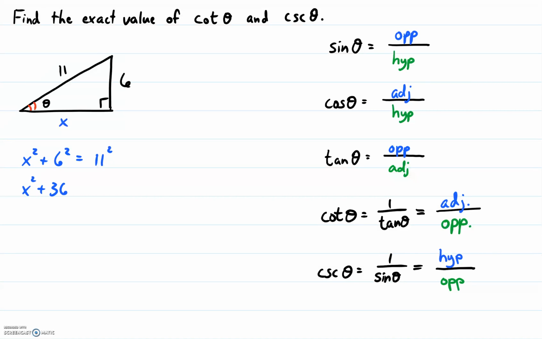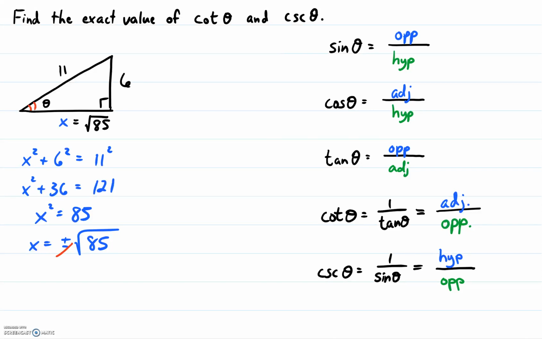So x squared, we can't simplify that. 6 squared is going to give us 36, and 11 squared is going to give us 121. And so now we're going to subtract 36 from both sides. That's going to be x squared, so x squared is going to be equal to 85. And then if we take the square root of both sides, we're going to get x is equal to plus or minus the square root of 85. Now, of course, we're going to discard the negative version right there. So our answer is going to be the positive square root of 85. And again, the reason we discard the negative is because we're talking about a length or a distance, and so it wouldn't make sense in the real world for that to be negative.